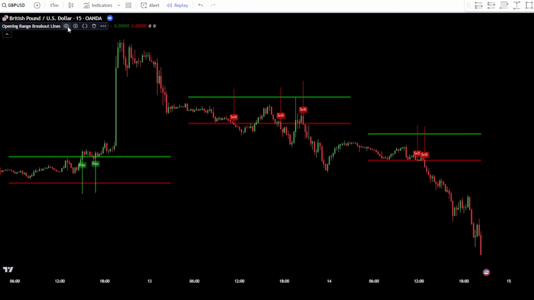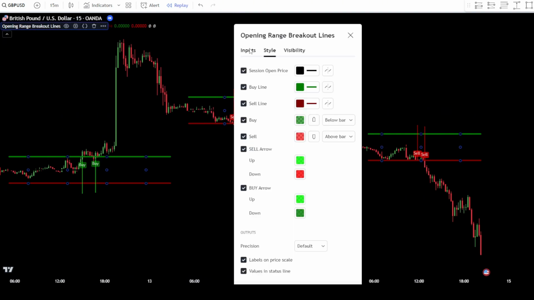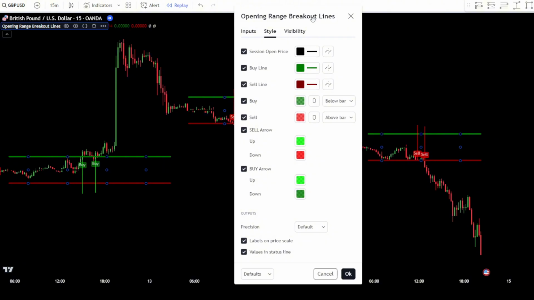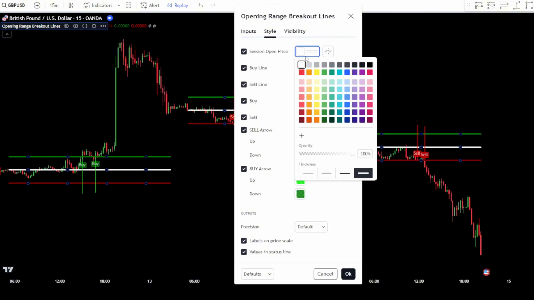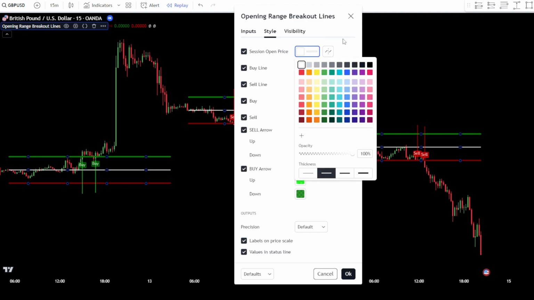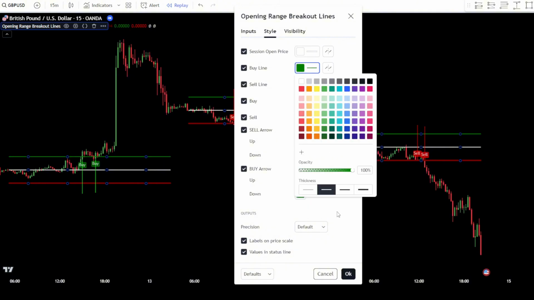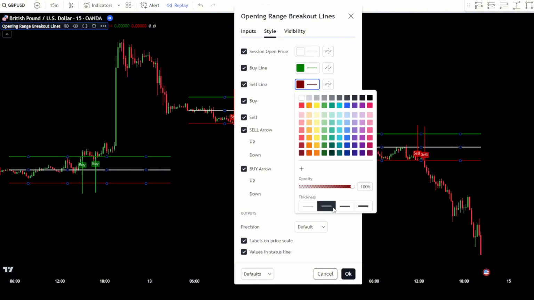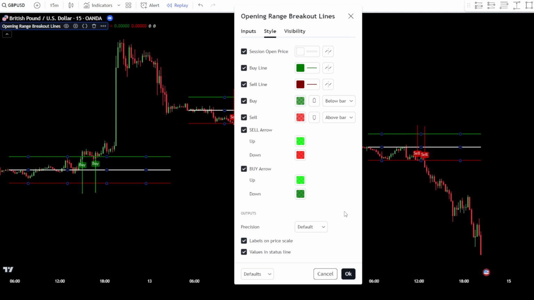Open the indicator settings, then go to the Style tab. In the Style tab, change the color of the session open price to suit your preference. Additionally, adjust the thickness of the breakout lines according to your preference. Next, uncheck the boxes for the sell arrow and buy arrow. Once done, simply click OK to save the changes.